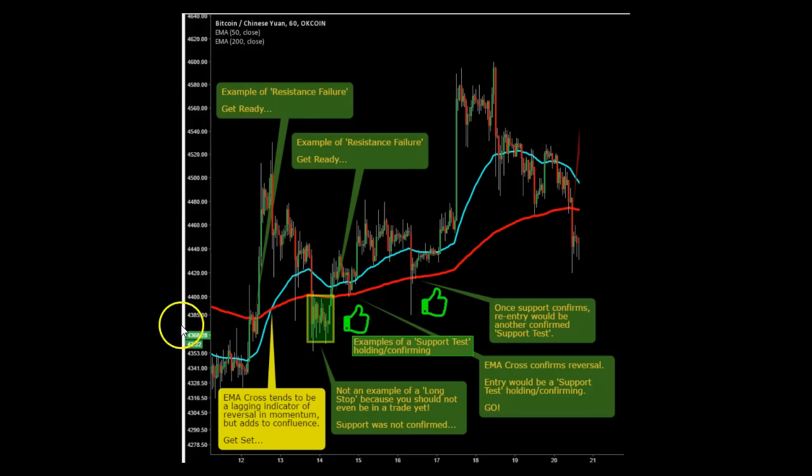So first thing you want, if you're looking for a long, is an example of a resistance failure, which would be this is what I'm highlighting here, a break of the 200. Now you can see it doesn't technically break, doesn't close above cleanly until maybe the 5th candle. So that's not your entry, that's just your get ready signal. That's the sign that times are changing. We're going long versus short here instead of short versus long.